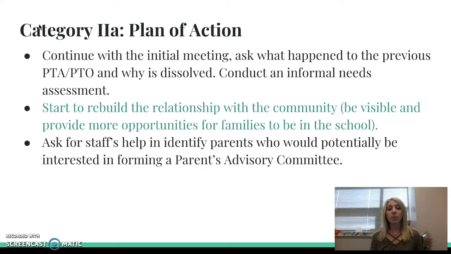Members of the school, the vice principal, the principal, the staff, they need to be visible in the community, at the grocery store, at the gas station, in the neighborhoods. And we need to provide opportunities for families to come into our buildings. The more they come in, the more comfortable they're going to be. And ask staff for their help in maybe identifying parents who would potentially be interested in forming a parent advisory committee.